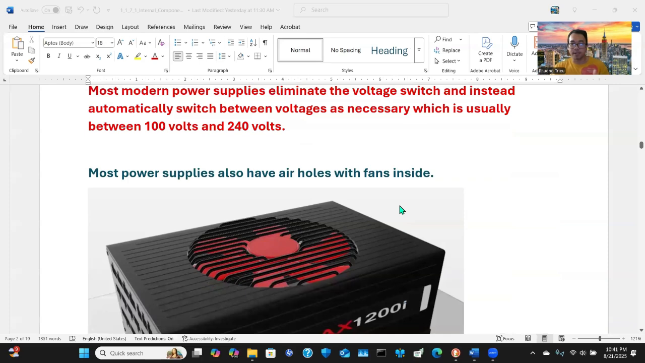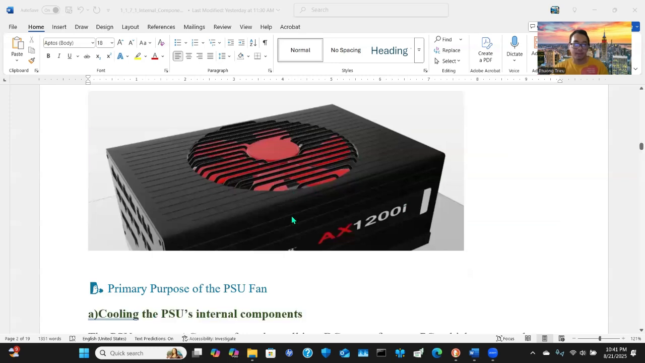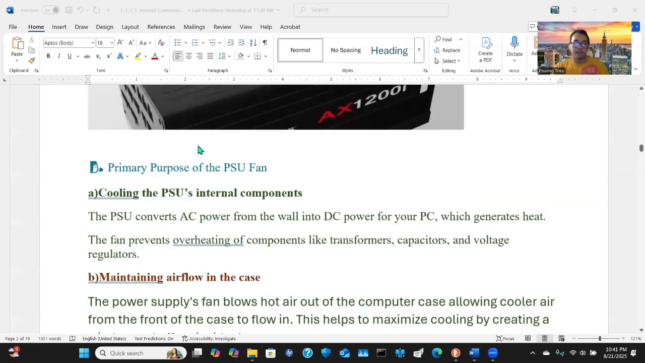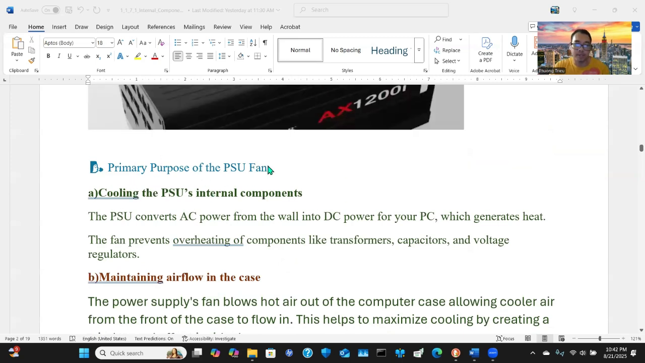Most power supplies also have air holes with fans inside. Here you can see the air holes, and you can see the fan inside. The primary purposes of the power supply unit fan: the first purpose is cooling the power supply unit's internal components. The power supply unit converts AC power from the wall into DC power for your PC, which generates heat. The fan prevents overheating of components like transformers, capacitors, and voltage regulators.